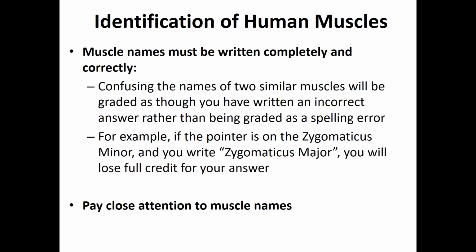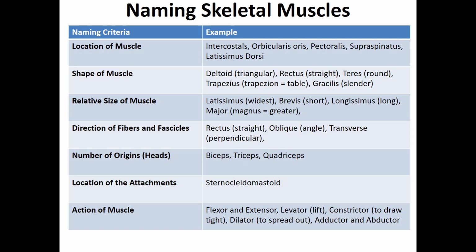When identifying human muscles, make sure you write the names completely and correctly. Confusing the names of 2 similar muscles will be graded as though you've written an incorrect answer, rather than being graded as a spelling error. For example, if the pointer is on the zygomaticus minor and you write zygomaticus major, you'll lose full credit for your answer. You have in essence named a completely different muscle. Pay very close attention to your muscle names as you study them.